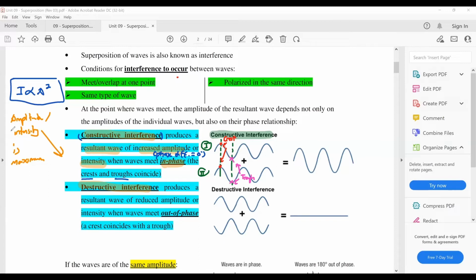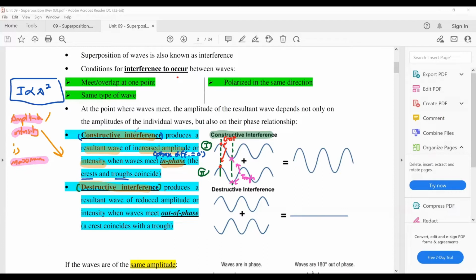Crest meets crest, trough meets trough. It will result in a wave of increased amplitude or intensity. Generally speaking, your intensity and amplitude will be maximum. This will be the maximum possible it will ever go. Nothing will go higher than that. All right. So then after that, the opposite will be destructive interference.